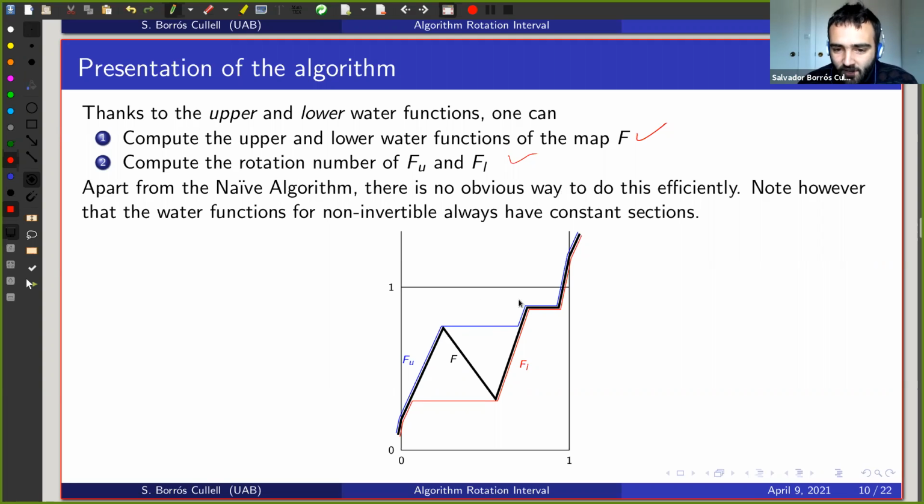However, note as a side note that if we have a non-invertible function, then our water functions, or upper and lower functions, will always have constant sections, either because the function itself has a constant section, or whenever we have a valley or a mountain, or whatever you want to call this, the water function will go above it, filling it in a constant section. So these sort of maps for our case tend to have lots of constant sections, and that's exactly what we will exploit later on.